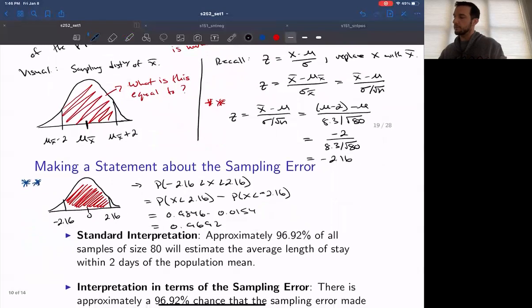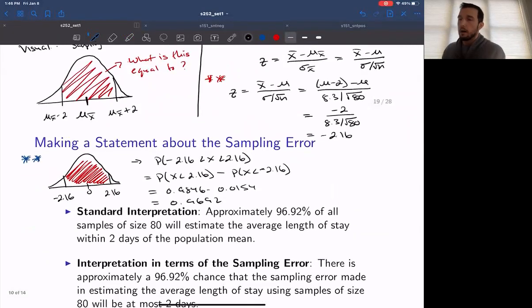So in this particular illustration, what we can say is that approximately 96.92% of all samples of size 80 will estimate the average length of stay within 2 days of the population mean. So every time we collect a sample of size 80, the probability that that sample returns an estimate, well, I shouldn't say that, but across repeated sampling, we expect that 96.92% of all samples of size 80 will estimate the mean within 2 days of accuracy, which is a pretty high percentage of the time.